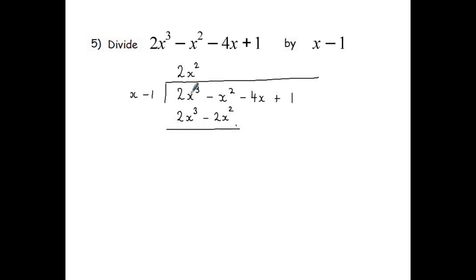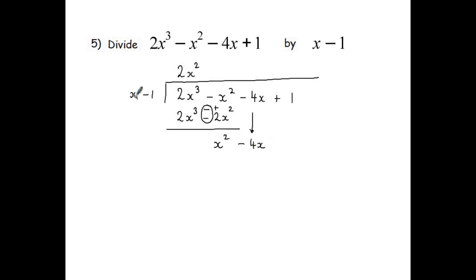And subtract. So 2x cubed, take away 2x cubed is 0. Minus x squared minus 2x squared. Remember, you're subtracting that minus. So these two minuses make a plus here. So minus 1x squared plus 2x squared takes you to a positive 1x squared. Drag down the minus 4x and start again.